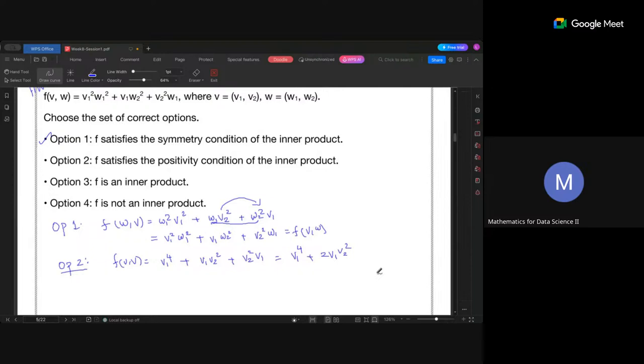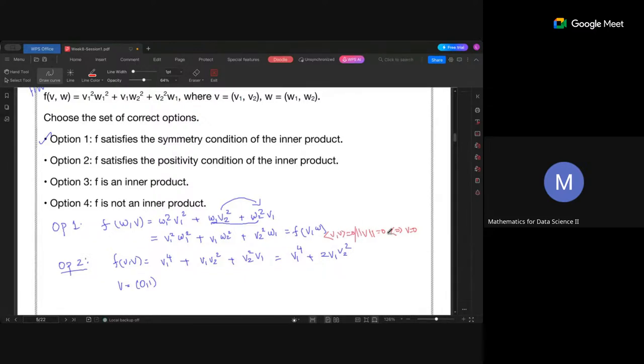For example, maybe let me take the vector V equal to 0, 1. Usually, you try to disprove the easier part, which is norm V equal to 0 if and only if V equal to 0. Norm V or inner product V, V, anything.